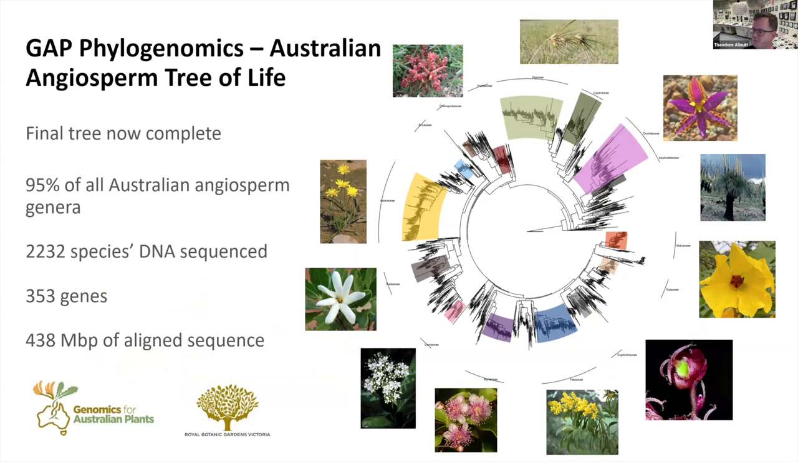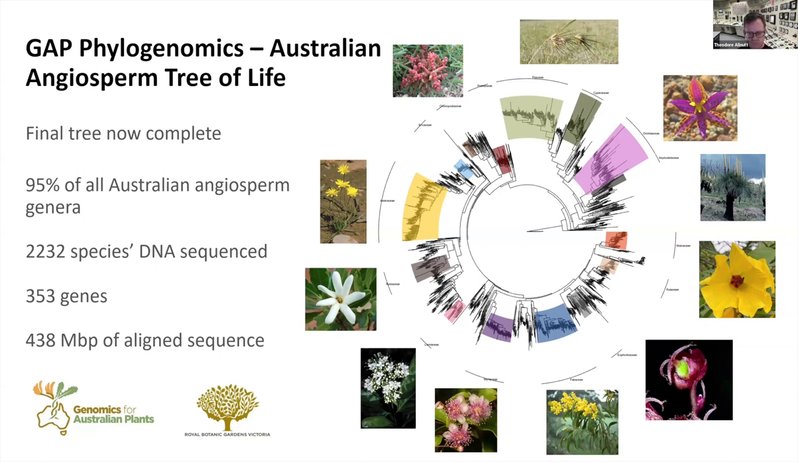This project is now nearing completion. We have a paper in preparation, and this is working together with the Kew Gardens Tree of Life, which is about to be published in Nature. And as you can see, we're building the Australian section of this tree of life. So it's now almost complete. We have over 2,000 species in the tree.